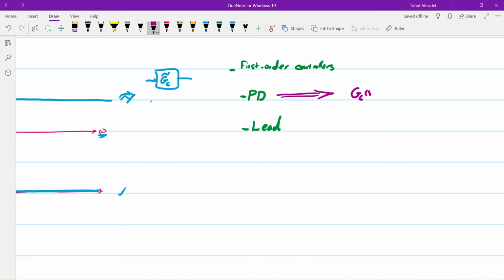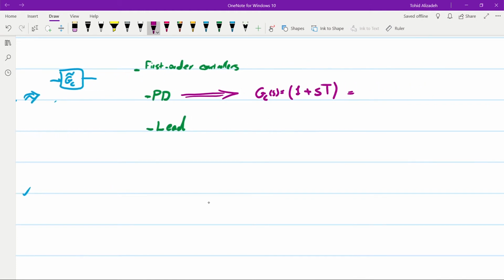So GC of s will be equal to, if I take the generalized gain outside of the controller, 1 plus sT. So it's a single zero. If I draw the pole-zero map for this, we will have a single zero at minus 1 over T. And we know that this is an ideal controller because it is not realizable.